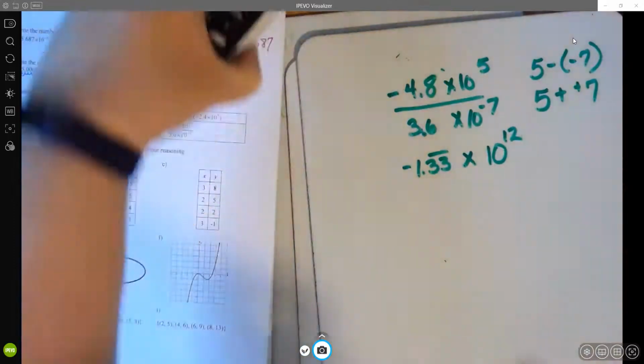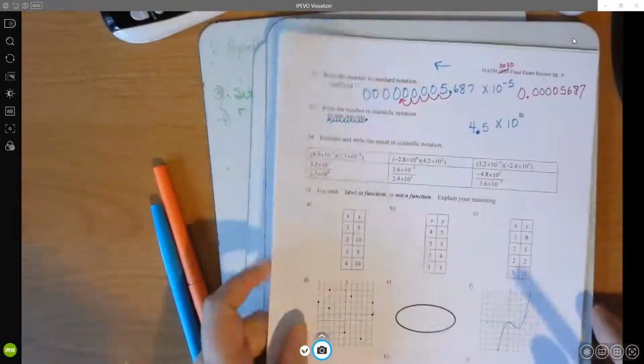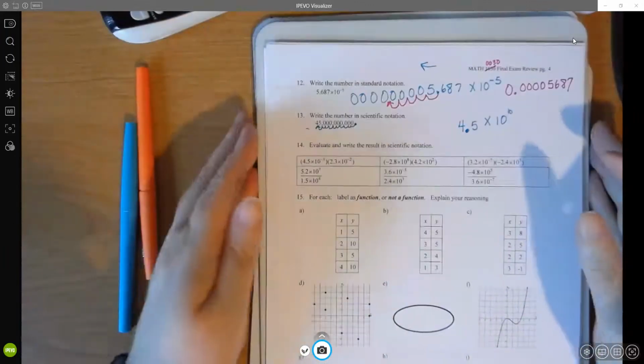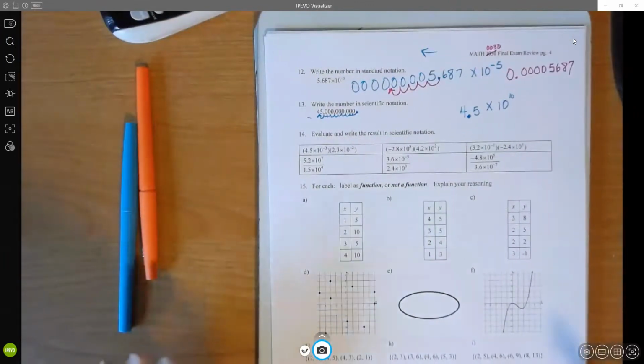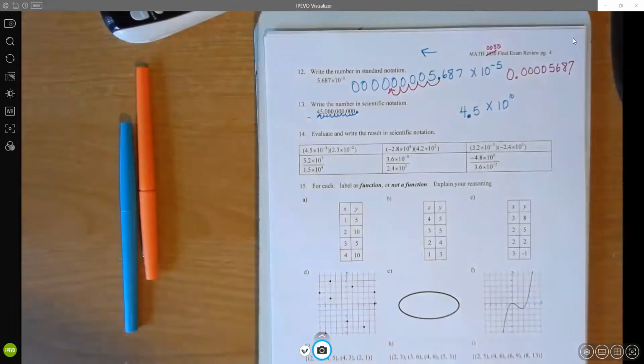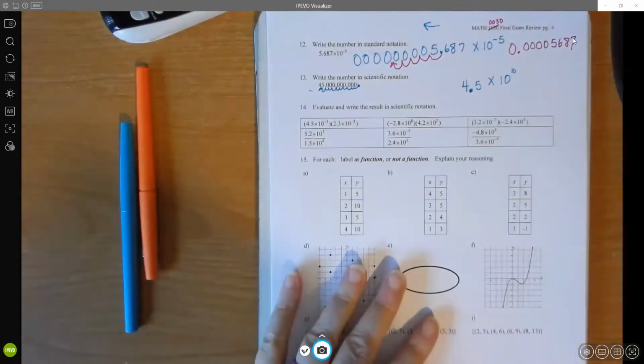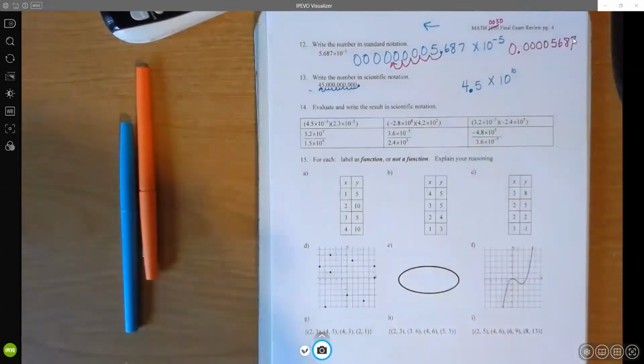Okay, now let's go back. I'm going to erase that out. And let's go to the next problem, number 15. For each, label as a function or not a function and explain your reasoning. Quickly, let's review what a function is. A function means for every input, there is exactly one output.